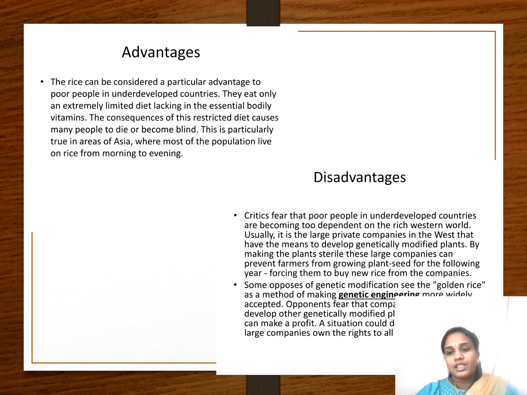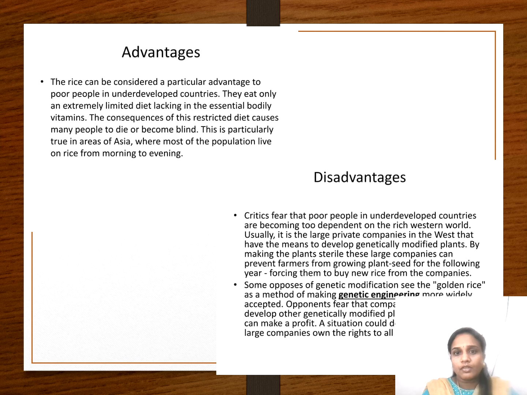Coming on to the advantages and disadvantages. Golden rice can be considered a particular advantage to poor people in underdeveloped countries. They eat only an extremely limited diet lacking in the essential bodily vitamins. The consequences of this restricted diet cause many people to die or even to become blind. This is particularly true in areas of Asia where most of the population live on rice from morning to evening.